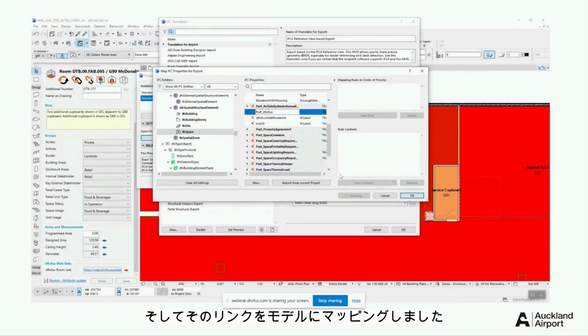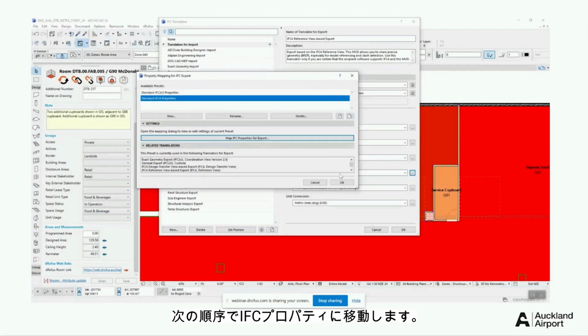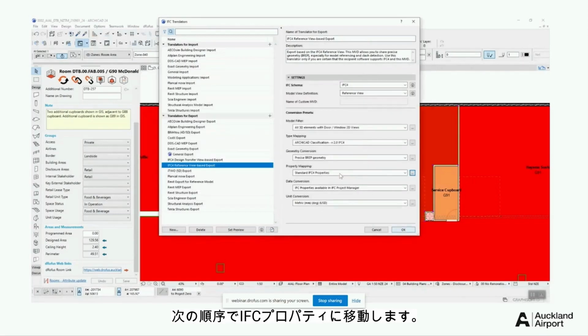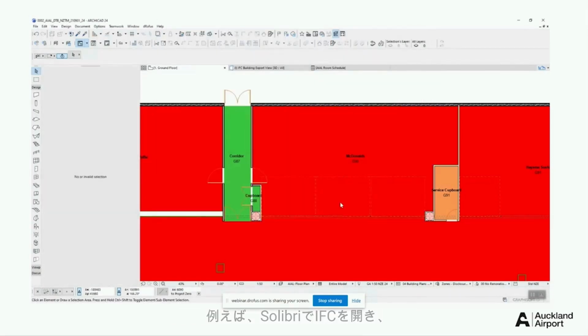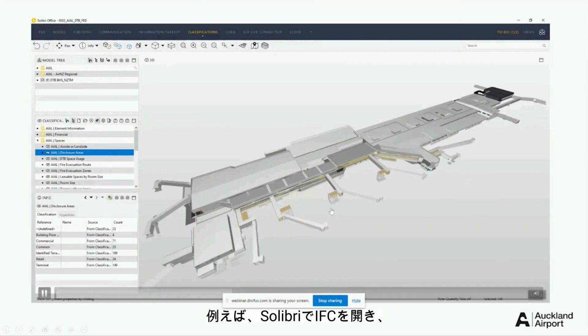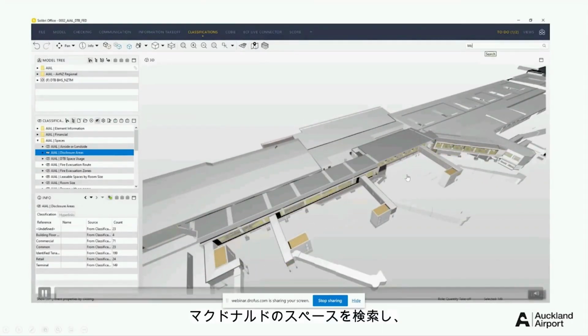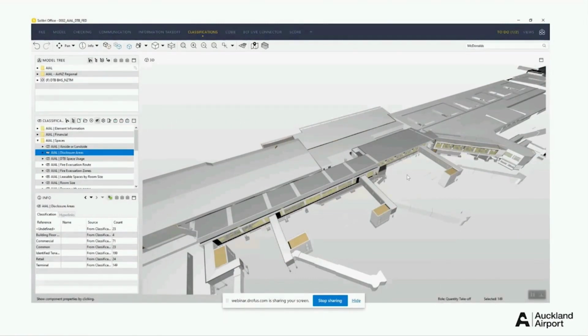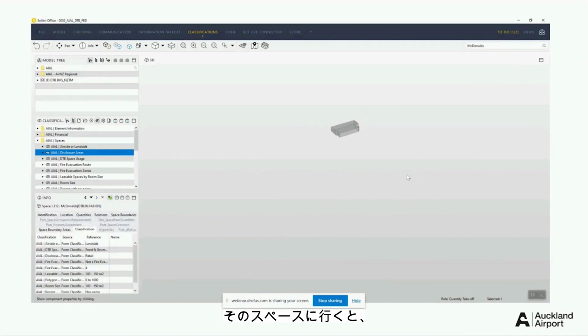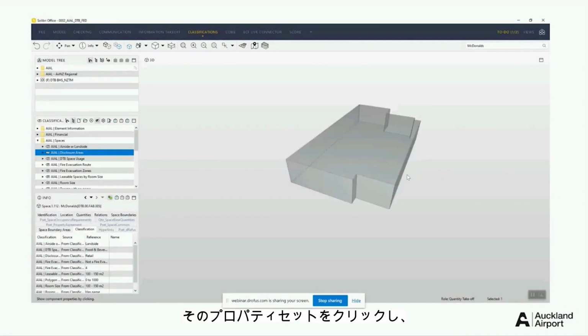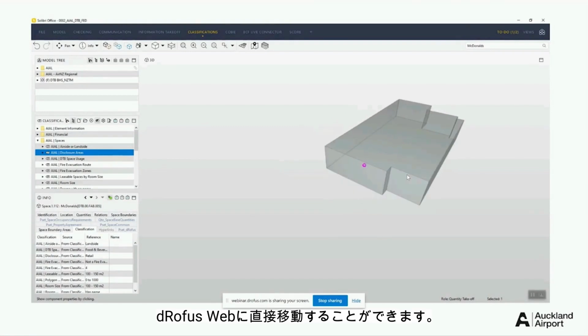And then we've mapped that link to the model, which is an IFC property, and then exported it. And then if we open that IFC in Celebri, for example, and search for the space, McDonald's, and then go to the space, we'll be able to click on that property set and that property, and then navigate straight to dRofus web.